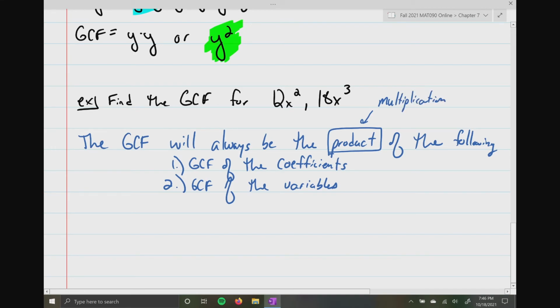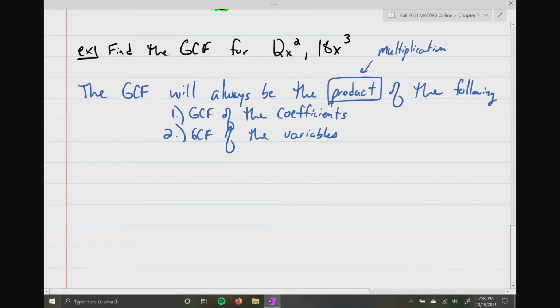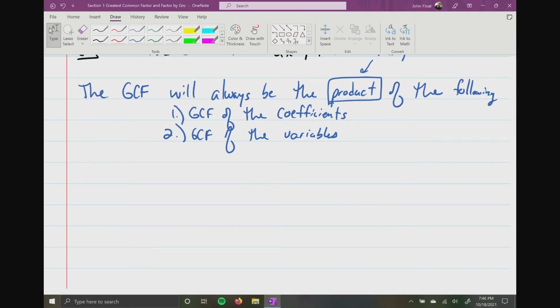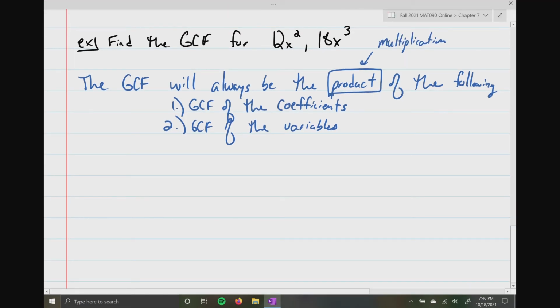You can find the GCF of the coefficients. You can find the GCF of the variables and just write them as they're all being multiplied. So let me show you how this works. Man, this is so much fun. You have no idea.